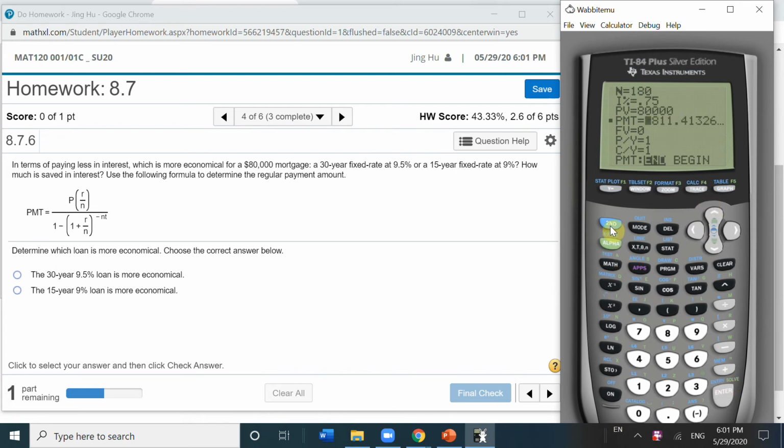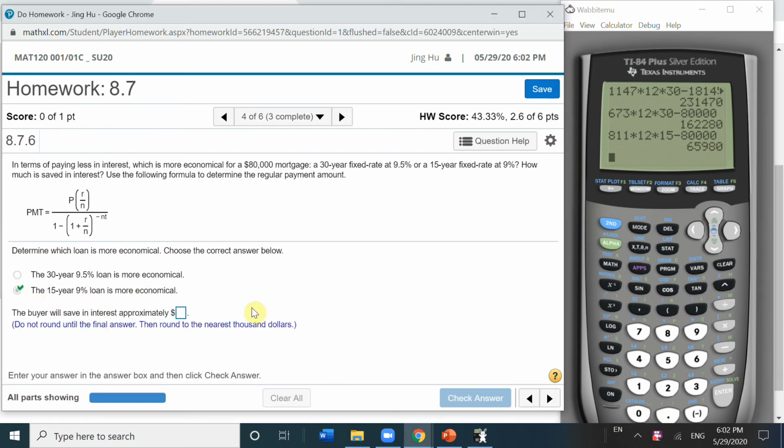So now we go to second mode, 811 times 12, that means a year, then times 15 years, then minus the 80,000, the total mortgage. Enter. So for 15 years, you pay much less interest. So the 15 years loan is better.